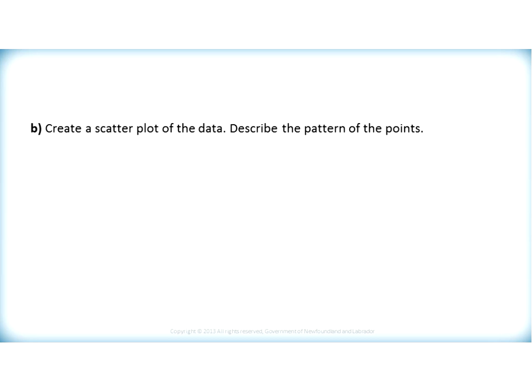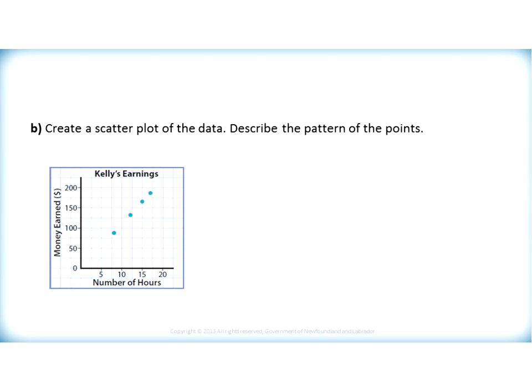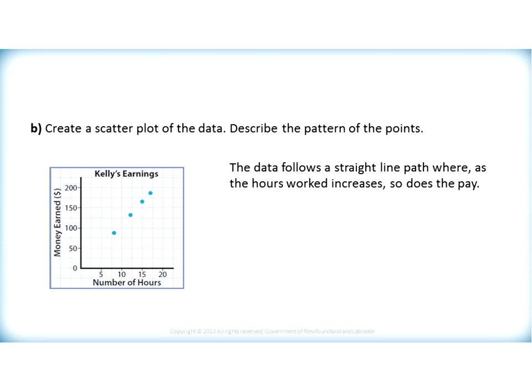So we're going to create a scatter plot of the data, and then we're going to describe any pattern we see in the points. This can be done by hand or using technology. So here's what we should see. We've got our 4 weeks. When she worked for 8 hours, she earned $88. When she worked for 12 hours, she earned $132, and so on. So the pattern we see is that the data seems to follow a straight line path. And as the hours worked increases, so does the pay. So the more hours you work, the more money you get.